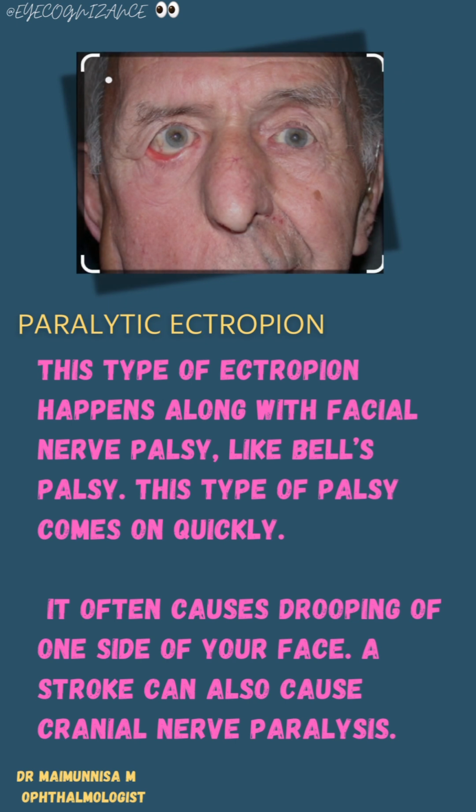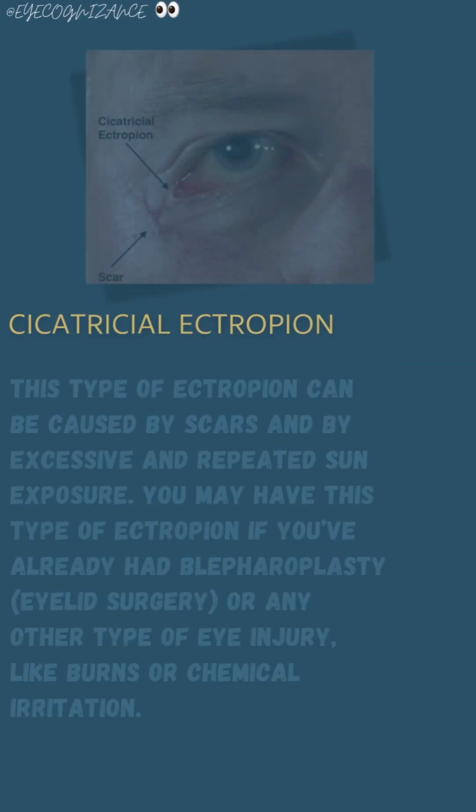Then comes paralytic ectropion. This type of ectropion happens along with facial nerve palsy. Like Bell's palsy, this type of palsy comes on quickly. It often causes drooping of one side of your face. A stroke can also cause cranial nerve palsy.